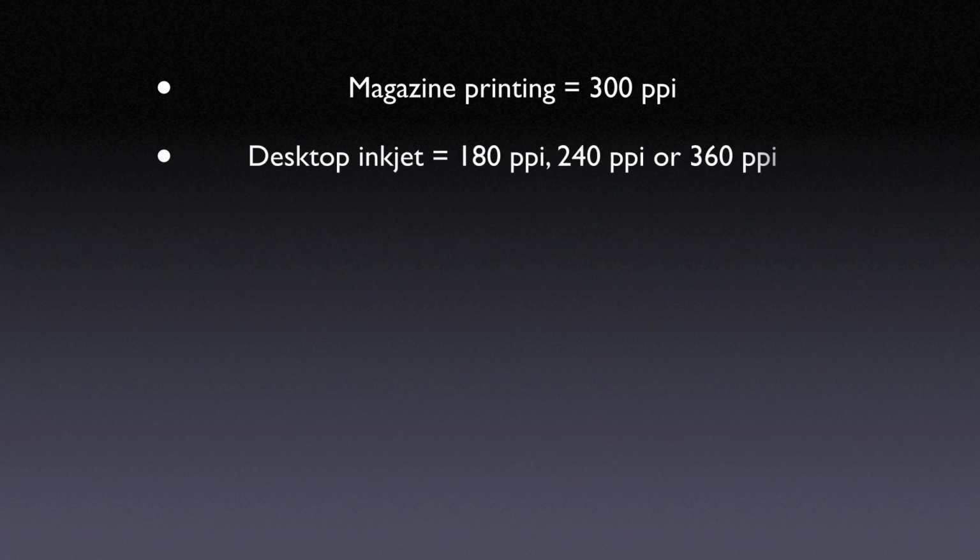So here are some real-world guidelines. Magazine printing almost always calls for 300 pixels per inch. This is typical for offset lithography, which is the traditional printing press, ink on paper, with a 150 line screen process. Desktop inkjet, well, this is a bit looser depending on print size and paper type, but generally you can't see pixels in just about any print at 180 pixels per inch. The image may appear sharper if it's printed at a higher resolution like 240 or 360 though.